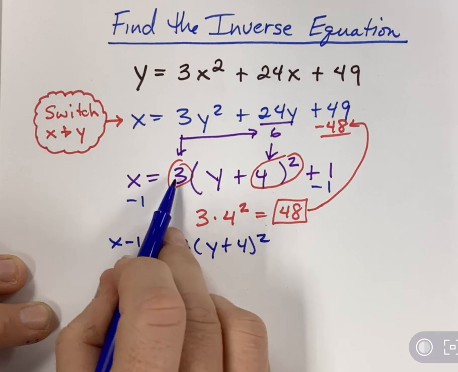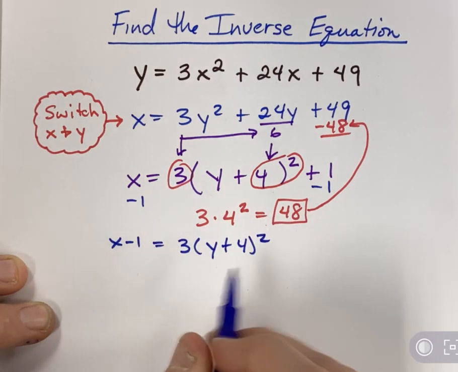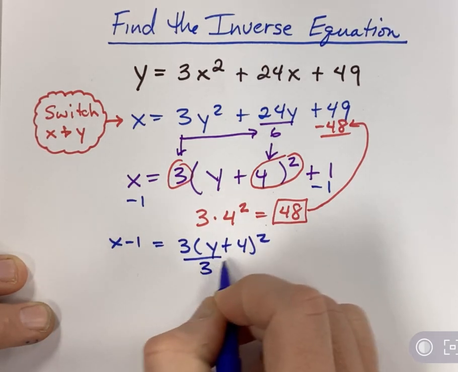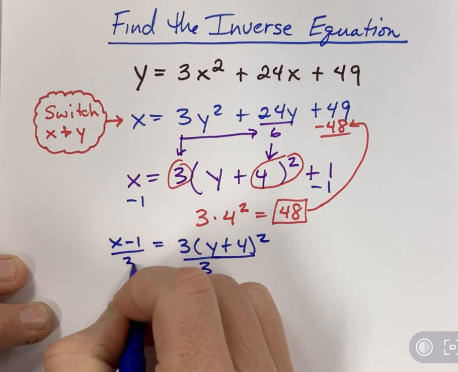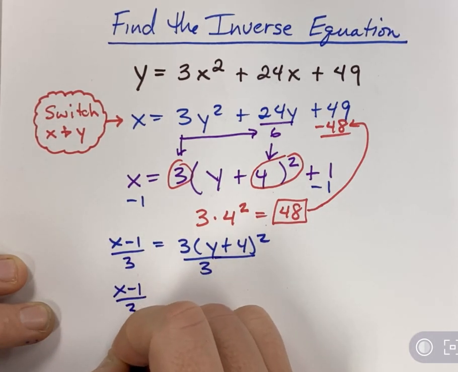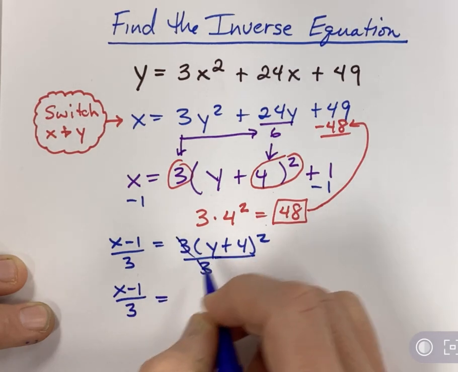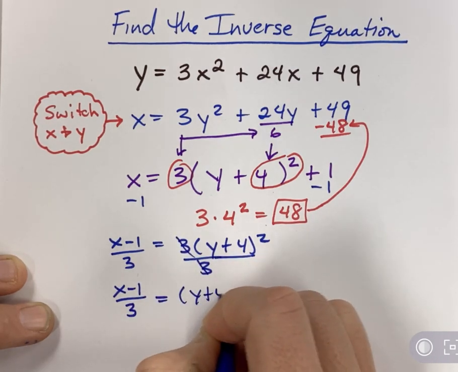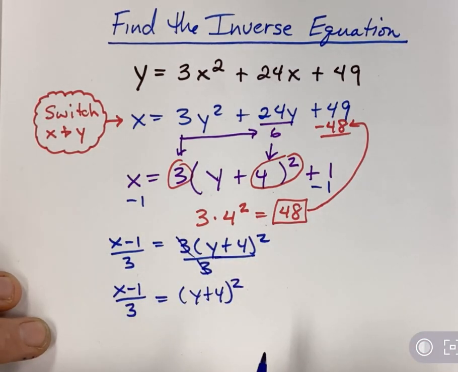Now we're going to get rid of the next thing that's farthest away, which is this 3 right here. We're going to divide by 3 on both sides. And when we divide by 3 here and then divide by 3 here, we now have a new equation that's going to read x minus 1 over 3 equals, those guys cross out, and then you have y plus 4 squared. Then from here, we only got 2 more steps left.